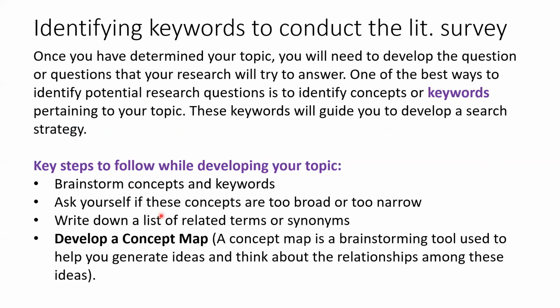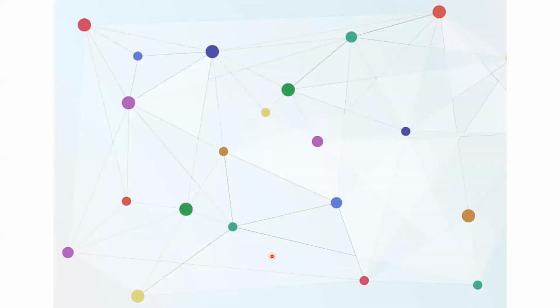How do you define keywords? First, brainstorm concepts and keywords, right? You have to ask yourself, and discuss with your seniors, with your co-workers. Then try to define the keywords. Ask yourself if these concepts are too broad or too narrow. Write down a list of related terms or synonyms and develop a concept map, right? How do you develop a concept map?